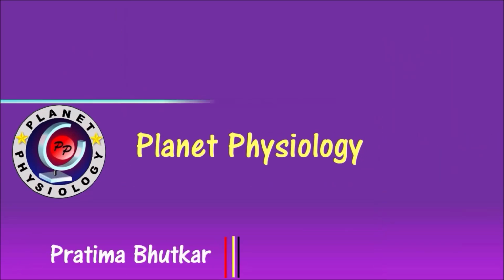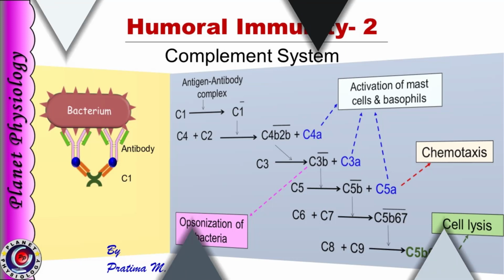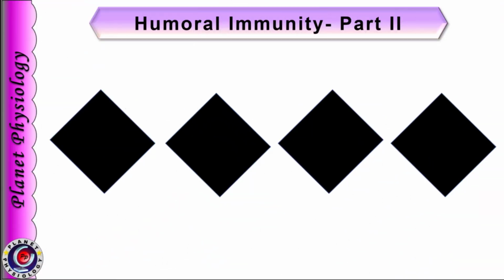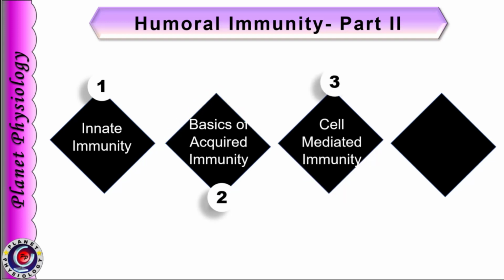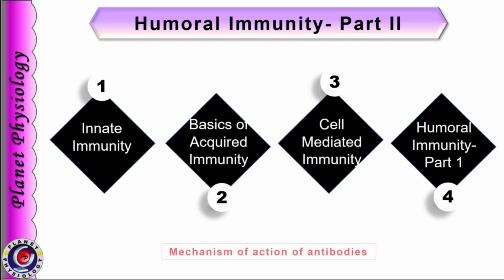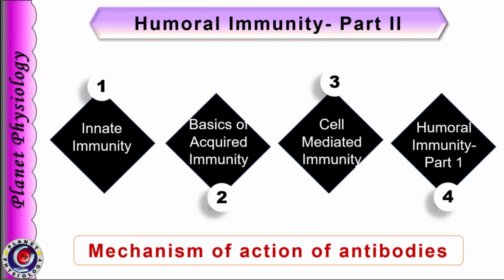Welcome to the second part of Humoral Immunity. This is actually the fifth part of the series on immunity. Till now, we have studied innate immunity, general aspects of acquired immunity, details of cell-mediated immunity, and in the previous video, we have studied formation, structure, and types of antibodies. In this part, we shall concentrate on how antibodies act against the invading organisms to destroy them, that is, the mechanism of action of antibodies.